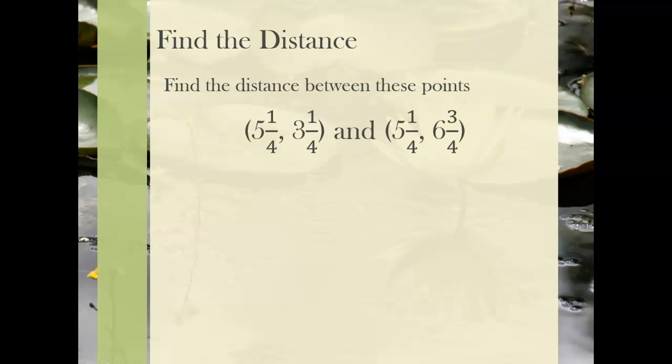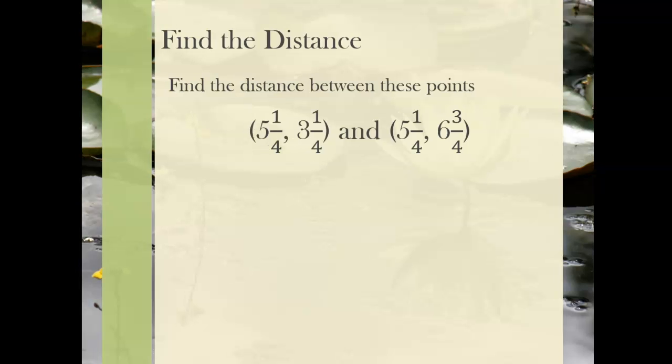We can also find the distance between ordered pairs containing fractions. First, we will see if they are in the same quadrant. Both of the x values are positive and both of the y values are positive. This means these 2 points are in the same quadrant. We will need to find the difference between the unlike coordinates, or the y coordinates.